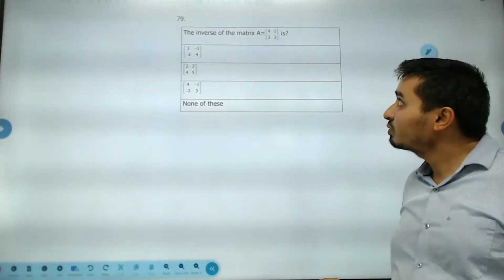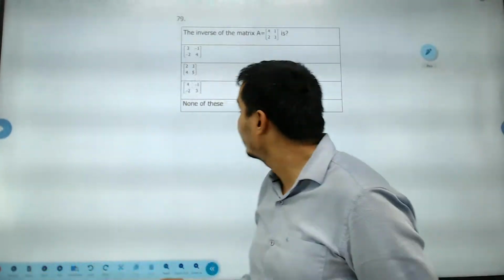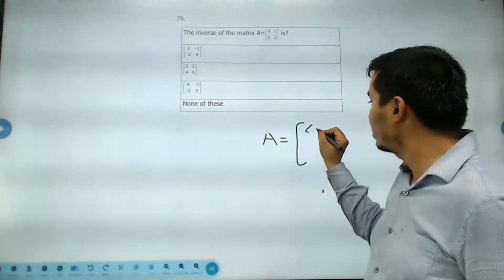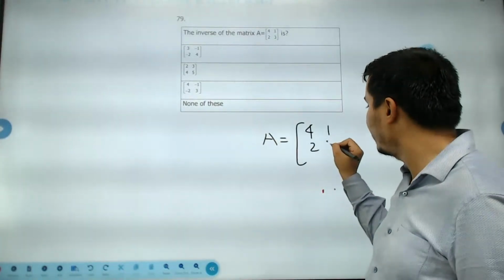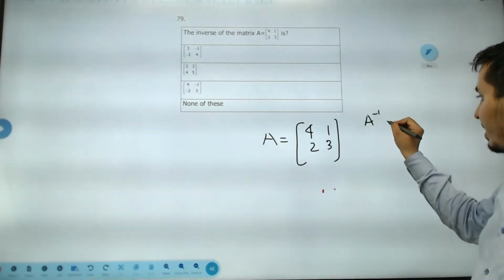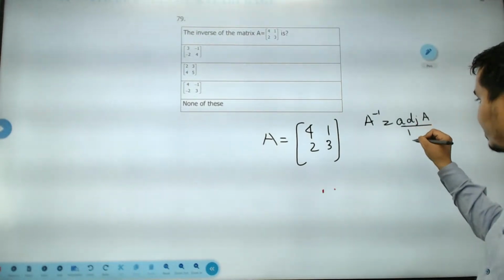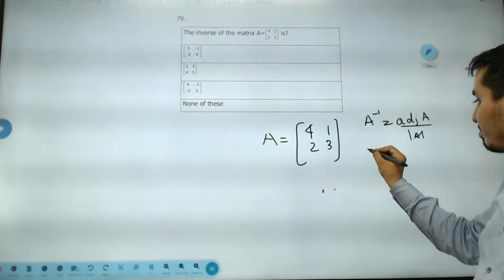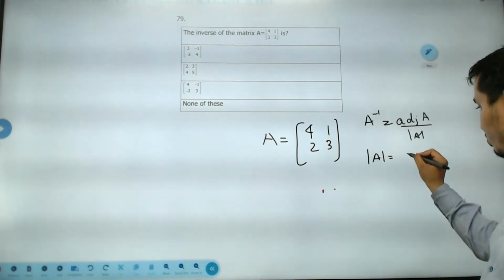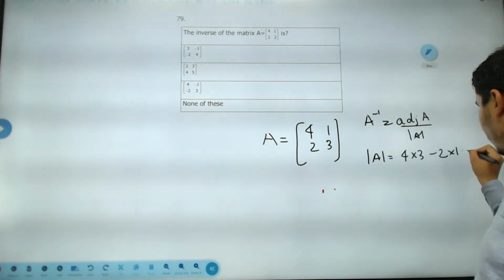The inverse of the matrix [4, 1; 2, 3] is. So let's write down the matrix. So the matrix A is [4, 1; 2, 3]. Now we have studied that the inverse of matrix A is adjoint of A by determinant of A. Determinant of A can be found as 4 into 3 minus 2 into 1, right? So that is 10.